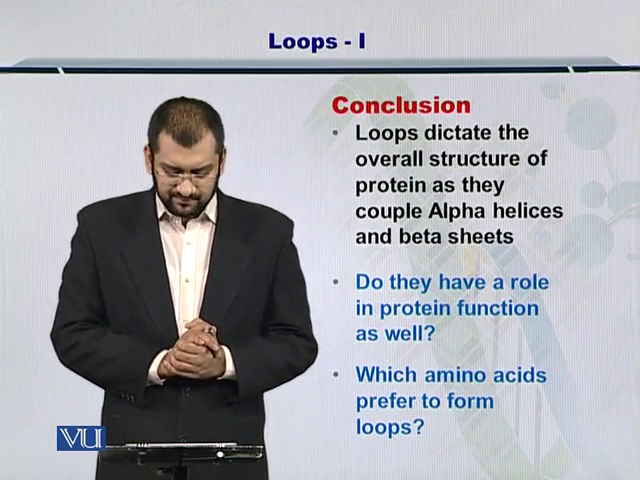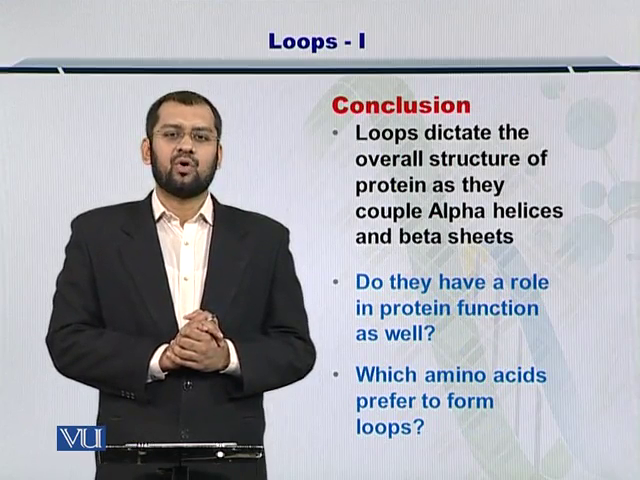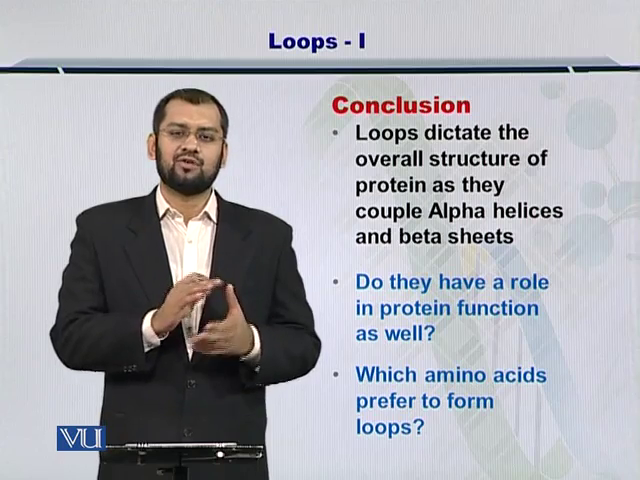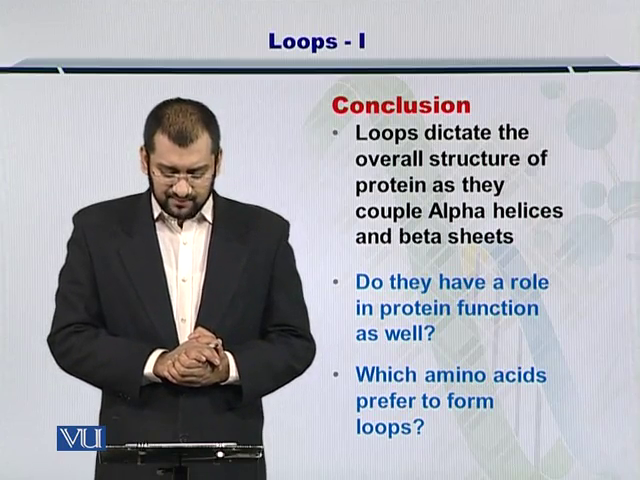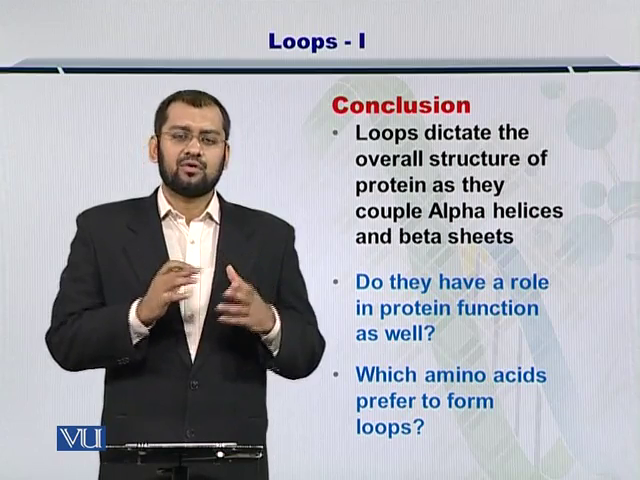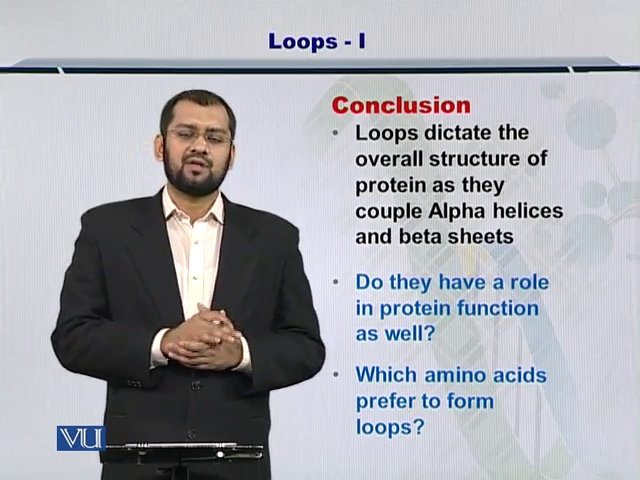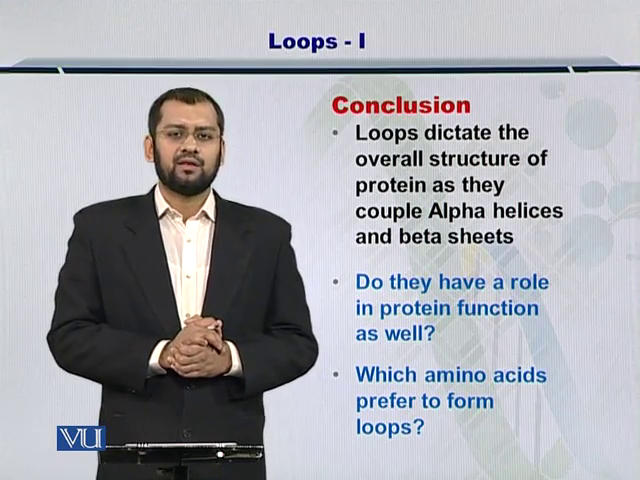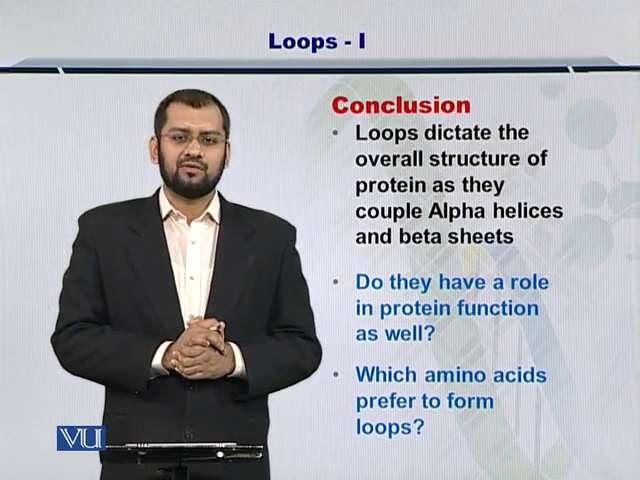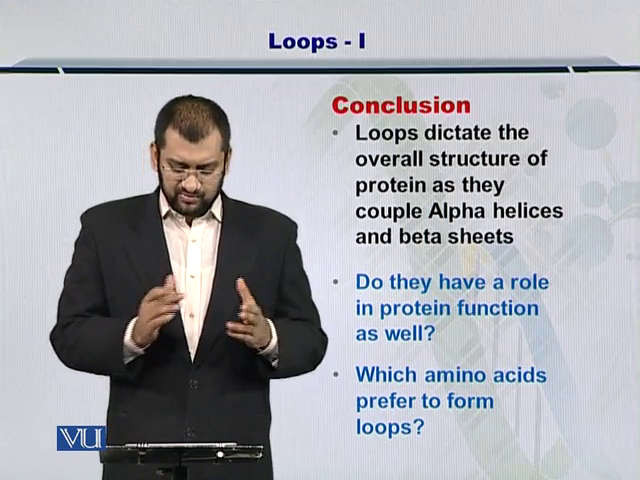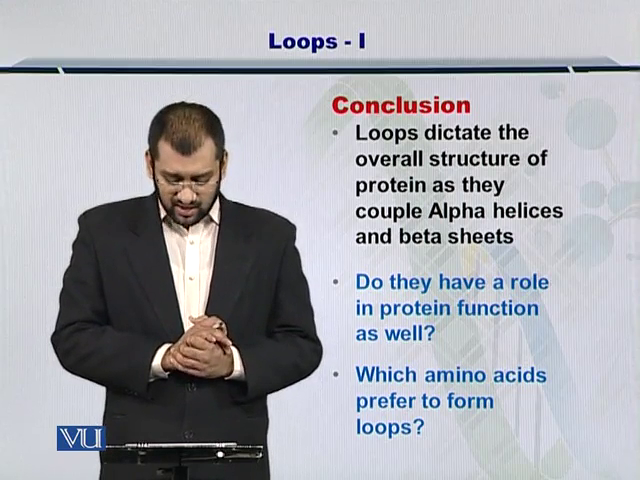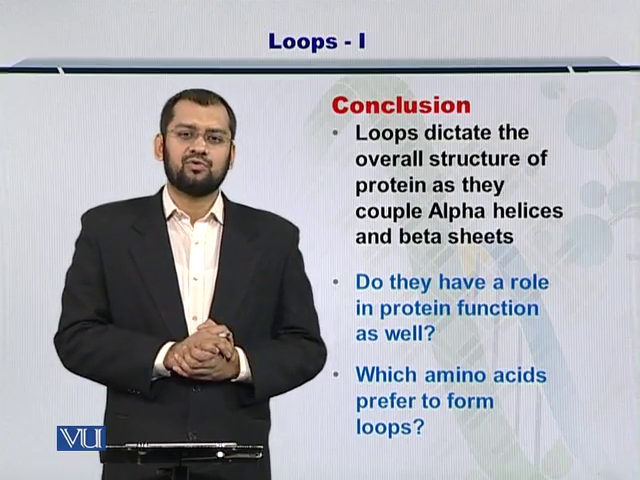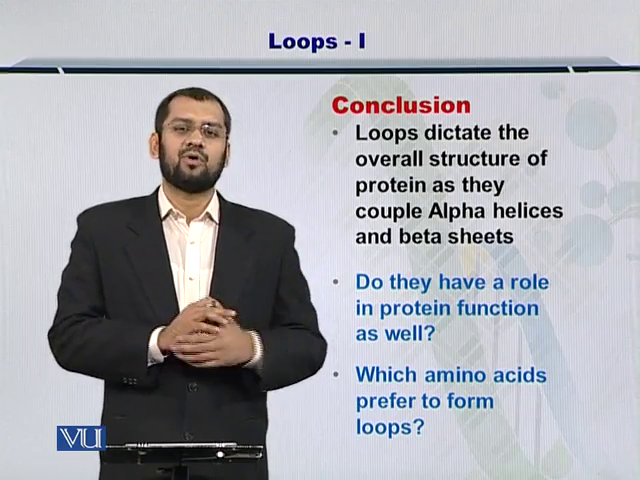So in conclusion, the loops dictate the overall structure of the protein by bringing together alpha helices and beta sheets in various conformations, and they have a lot of 3D interactions, and therefore they are there on the surface of the protein. Now, what we need to understand is whether these loops have a role in protein function and which amino acids are involved in formation of loops instead of the alpha helices or beta sheets.